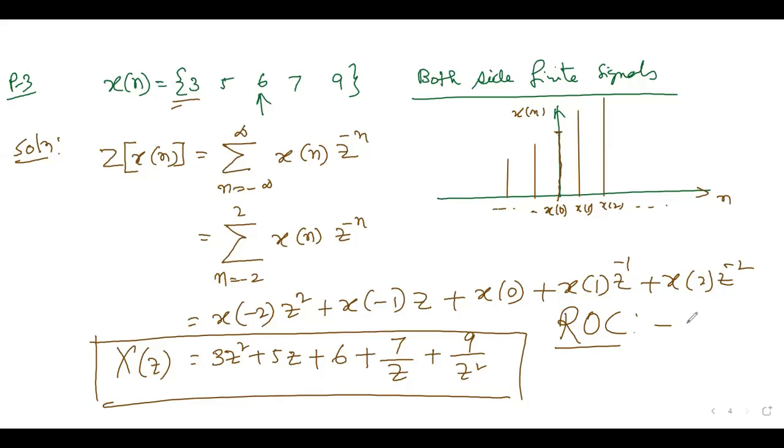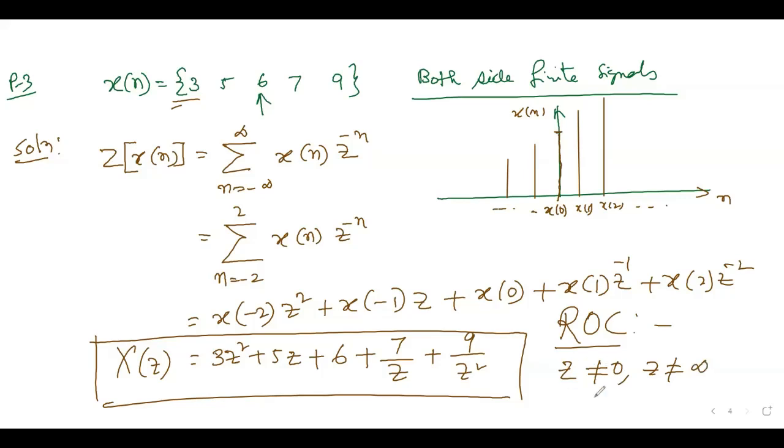For what values of z will the series not exist? At 0 and at infinity. So for these values we cannot take it. The ROC is z not equal to 0 and z not equal to infinity.